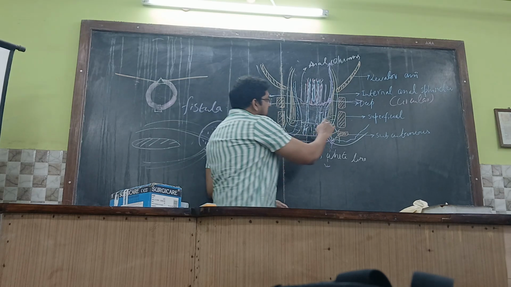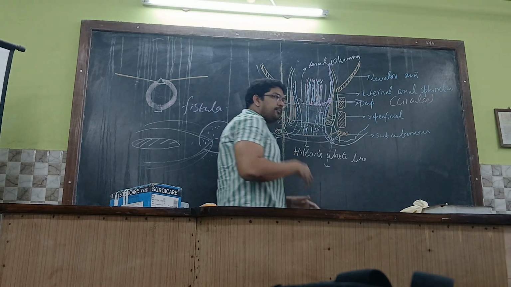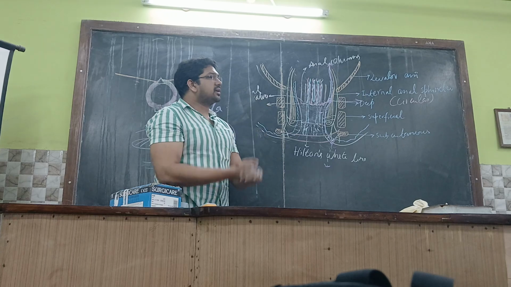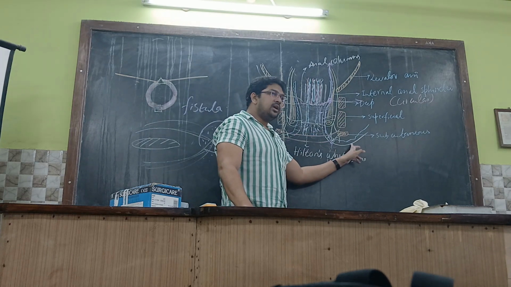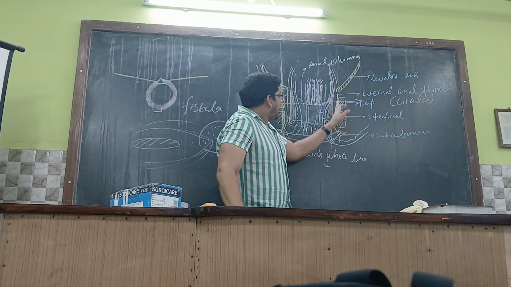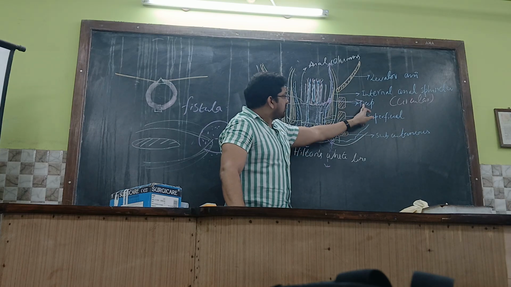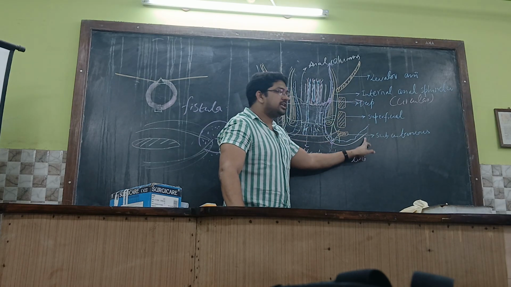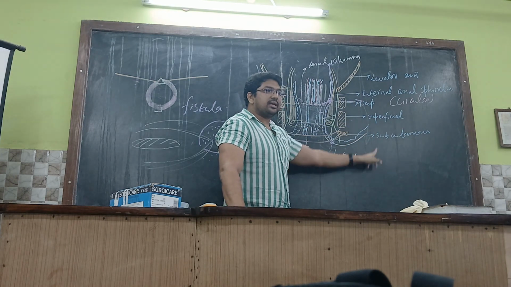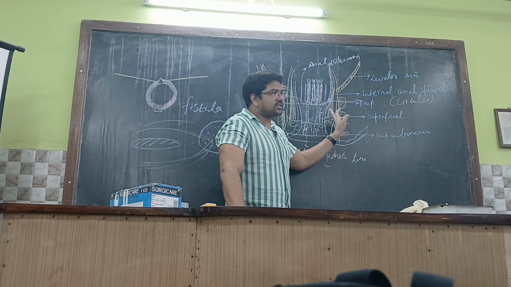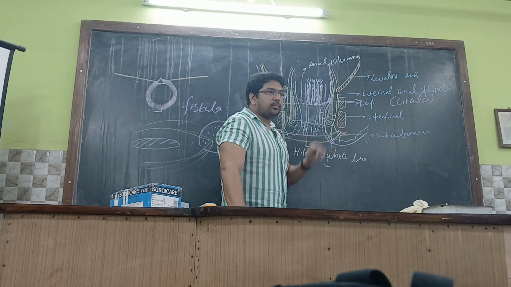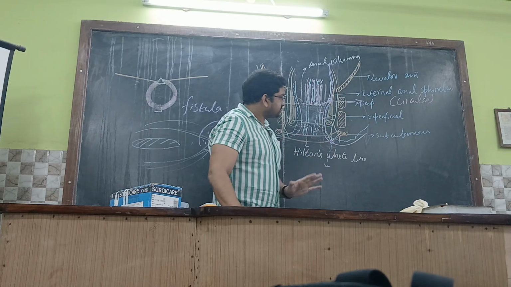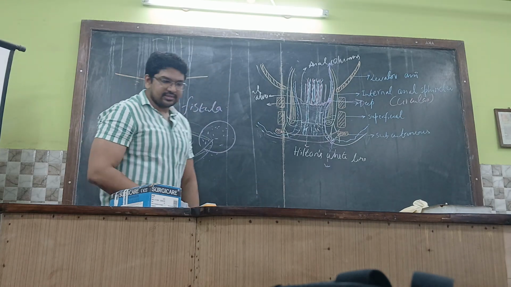So this pus can enter into the ischiorectal fossa and infect the entire fossa, again producing a fistula. Either through this way or by entering into the ischiorectal fossa, there will be a communication through the skin to the exterior. Again the anal fistula will be formed. Got it now?